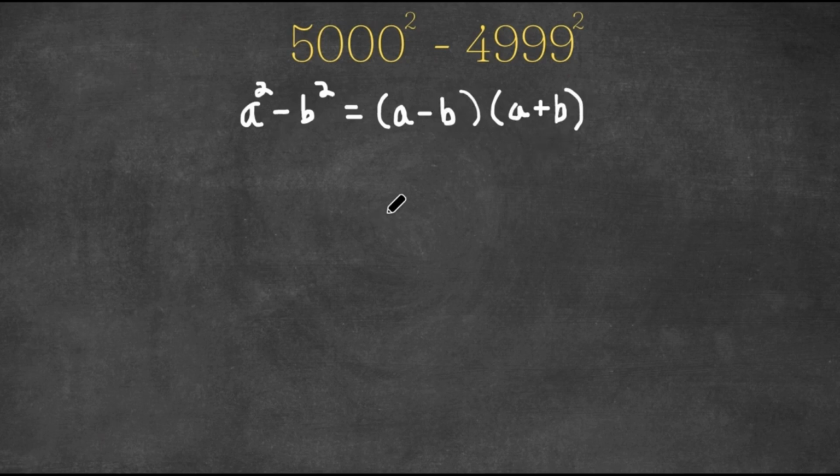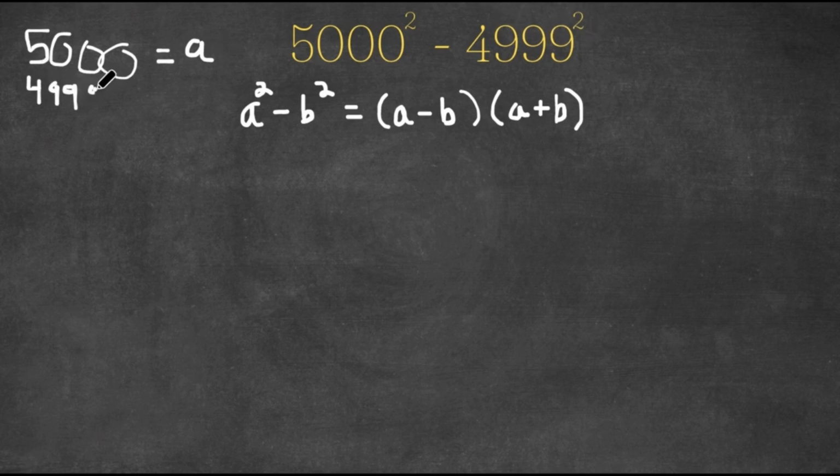So now what we're simply going to do is plug in these two values for a and b. Well, 5,000 is a, and 4,999 is b. So now all we're going to do is plug in our values of a and b into our formula here.